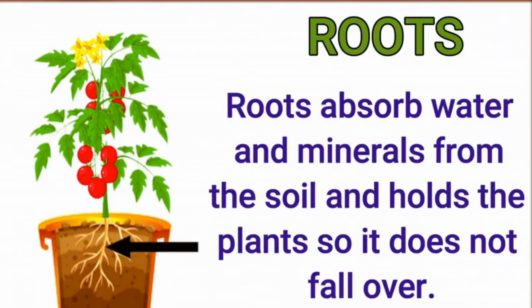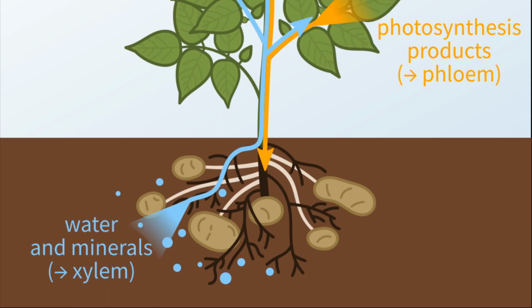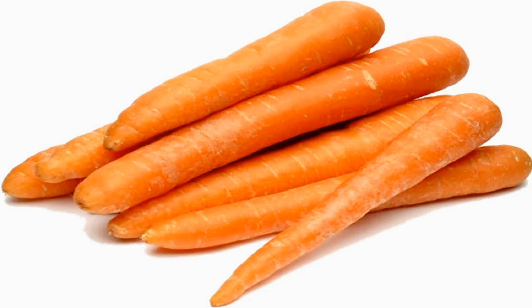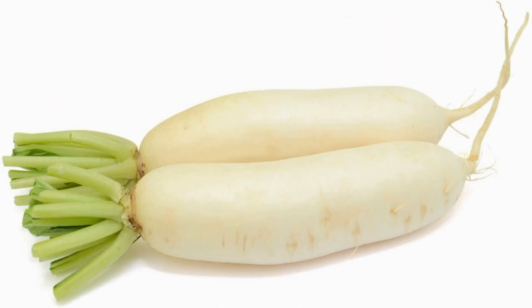Functions of roots. Roots hold the plant firmly in the soil and prevent soil erosion. Roots absorb water and minerals from the soil. Some plants store food in their roots. Plants like carrot, beetroot, and radish store food in their roots.